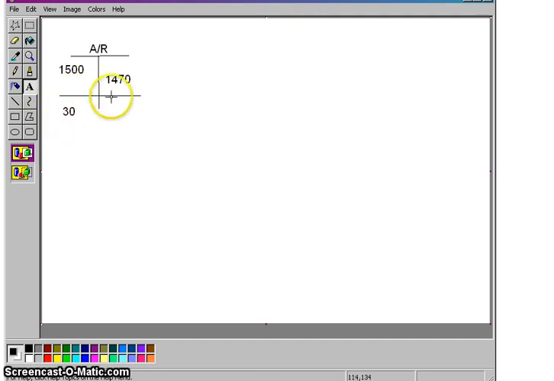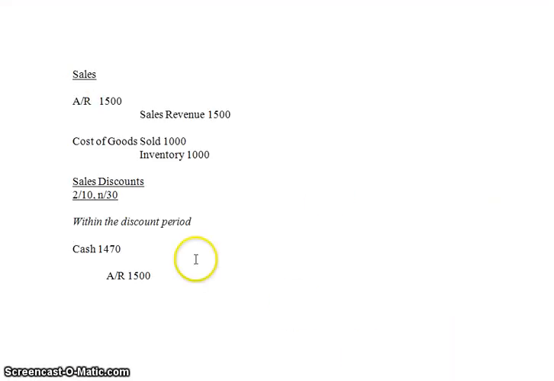So if we just record cash of $1,470 and accounts receivable of $1,470, it's going to look like they still owe us money, in which case they don't. So we have to take the receivable off the books for the entire $1,500. This way you have no balance due.